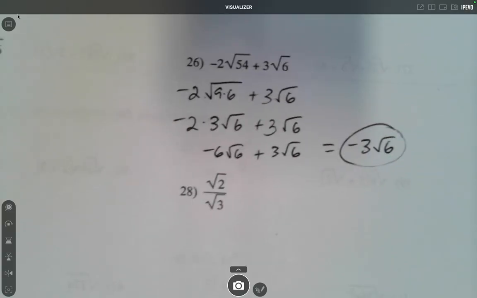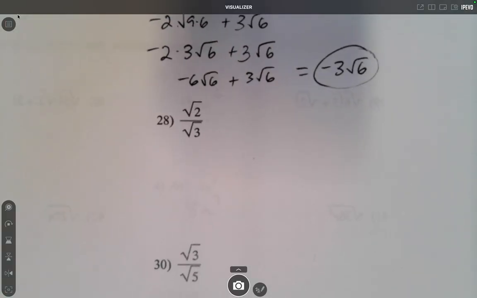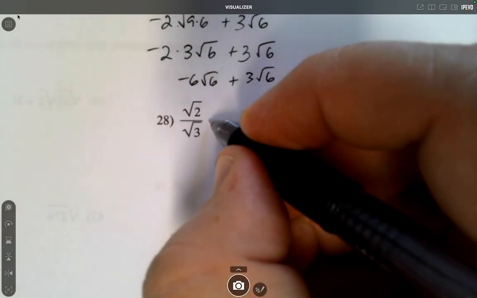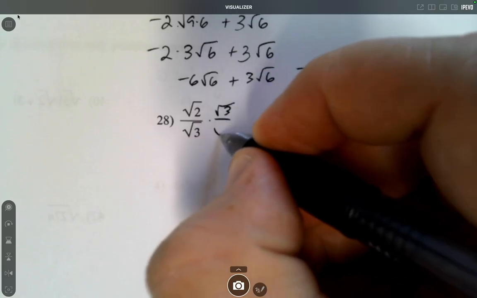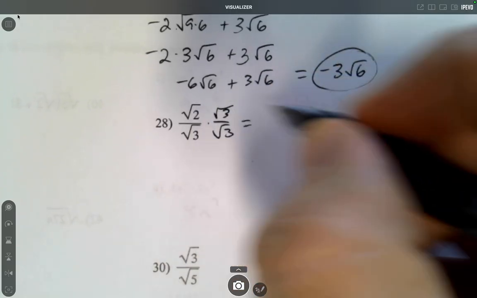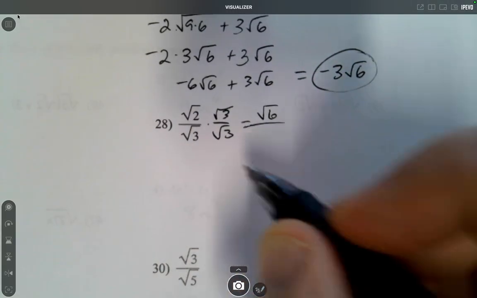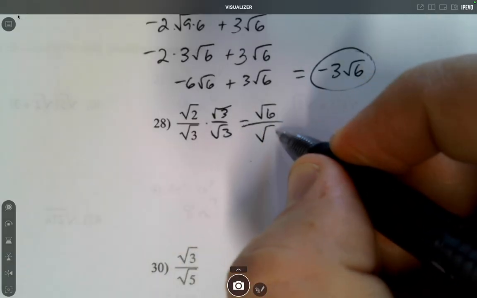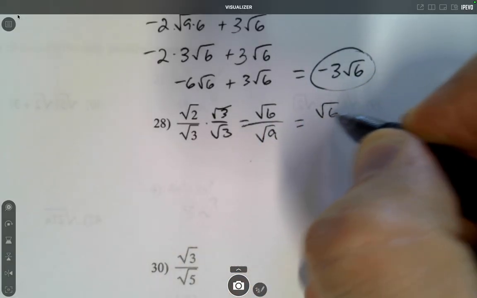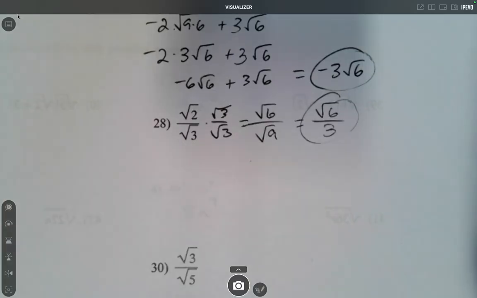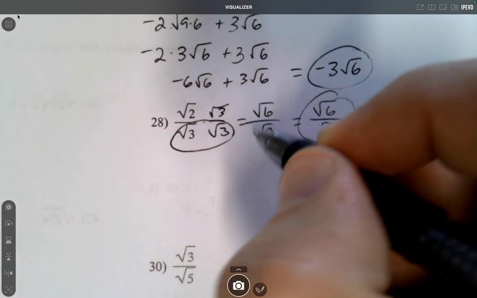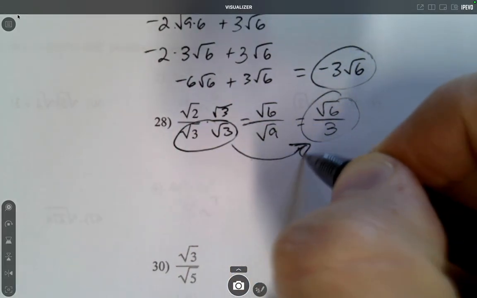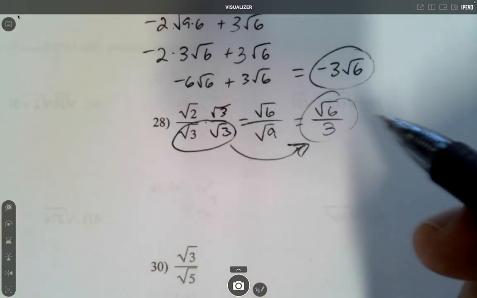Okay, when we're simplifying, we're not allowed to have a square root in the denominator. To fix that, we multiply the top and bottom by the square root of 3. 2 times 3 is 6. And the square root of 3 times the square root of 3 is the square root of 9, and the square root of 9 is 3. And you're welcome to jump straight from this to this if you're able to see that. Square root of 3 times square root of 3 is 3.